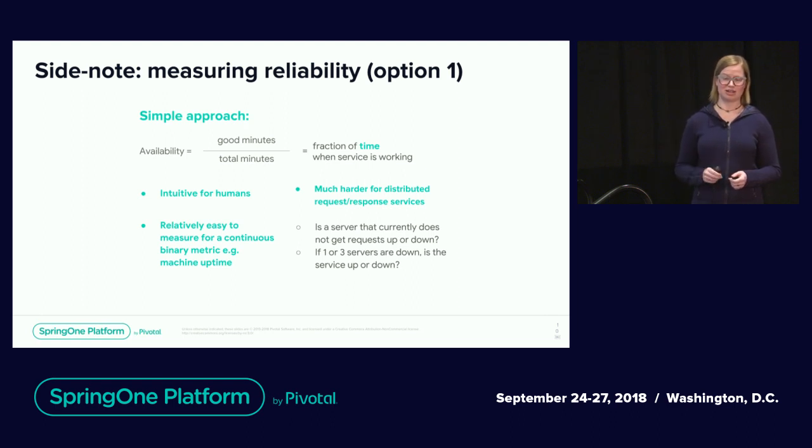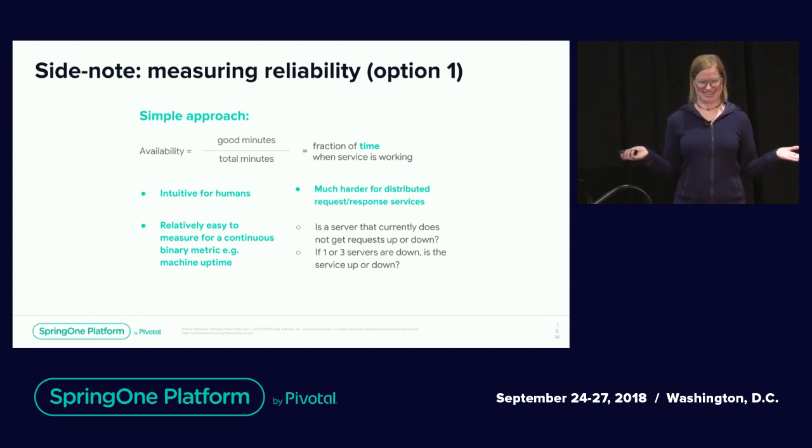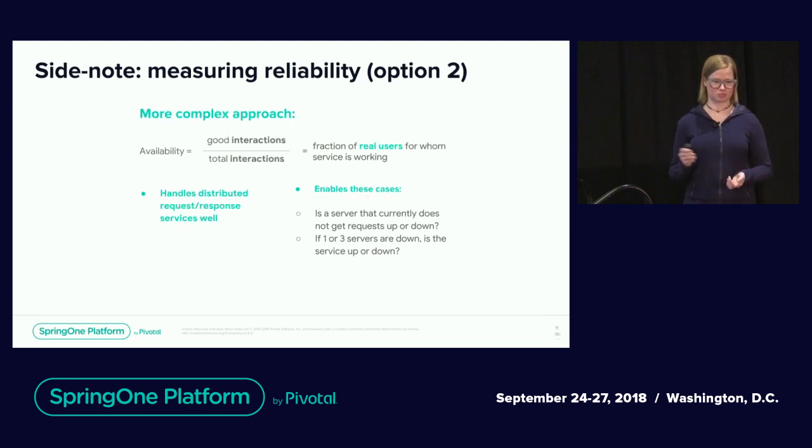Where we really run into challenges, though, is with distributed request response systems. So if I have a service with 3 servers and one of them is down, is it a good minute? Is it a bad minute? I don't know, it's kind of hard to say. That's where this model breaks down.